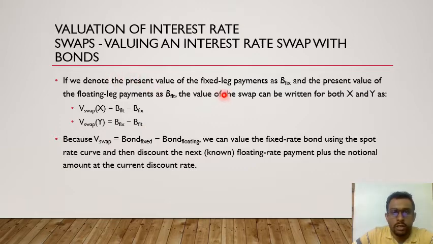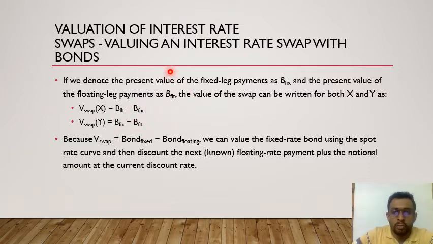So if you denote the present value of the fixed leg payments as B fix and the present value of the floating leg as B FLT, the value of the swap can be written for both X and Y as: for X it is B FLT minus B fix, and for Y it is B fix minus B FLT.